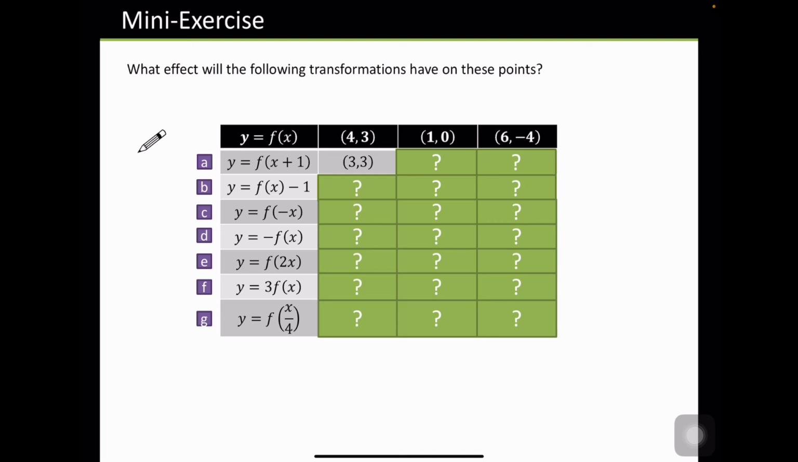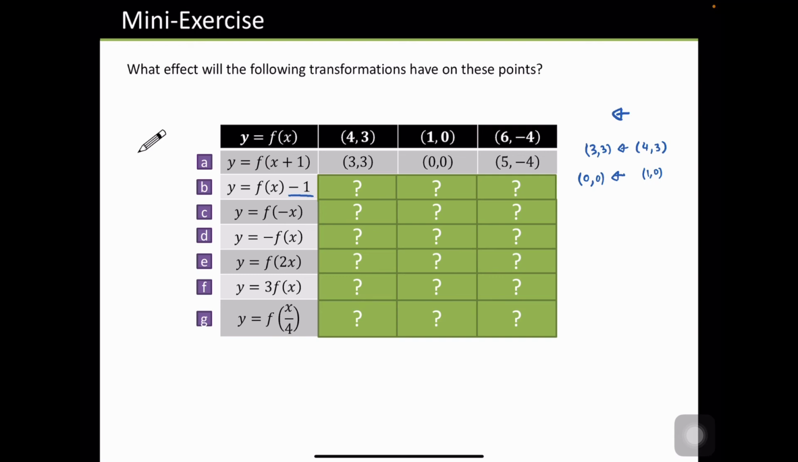So f of x plus 1 is within the brackets, so we need to move left. If we move left, that 4, 3 becomes 3, 3. That 1, 0 becomes 0, 0. The x value is changing, the y value is not. And that 6, negative 4 becomes 5, negative 4. For the next one, it's outside the brackets, so our y values will change. So have a go at answering that, and then do the others as well.